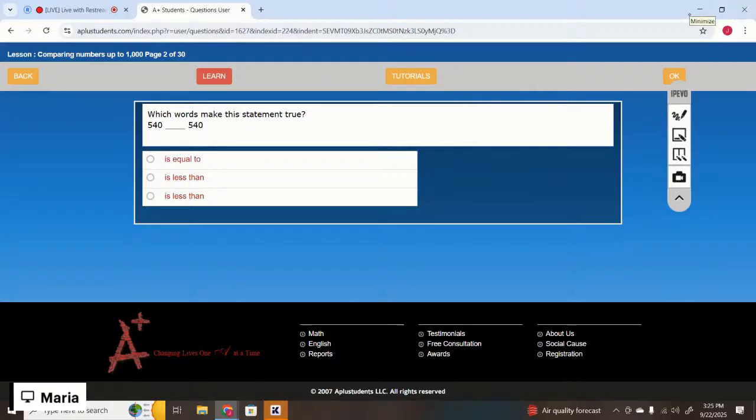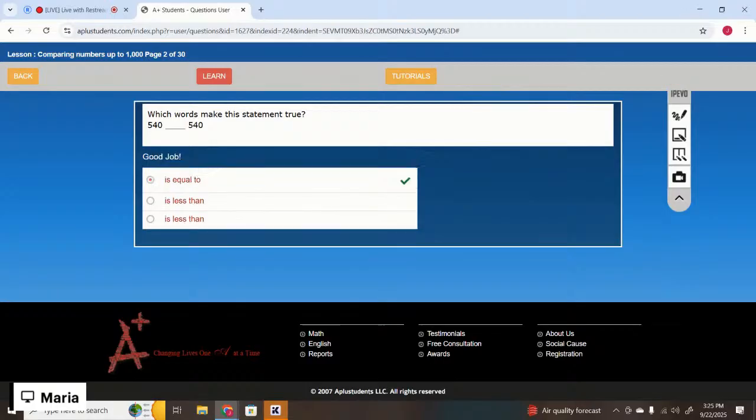Which words make the statement true? 540 and 540. They are exactly equal. 540 is equal to 540.